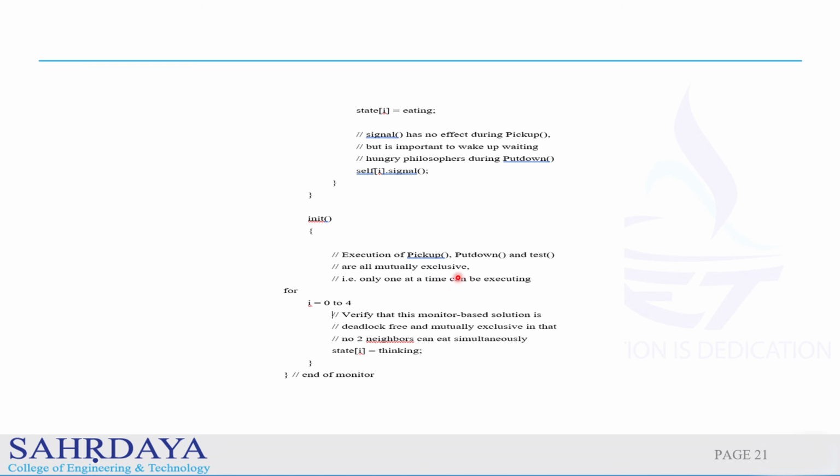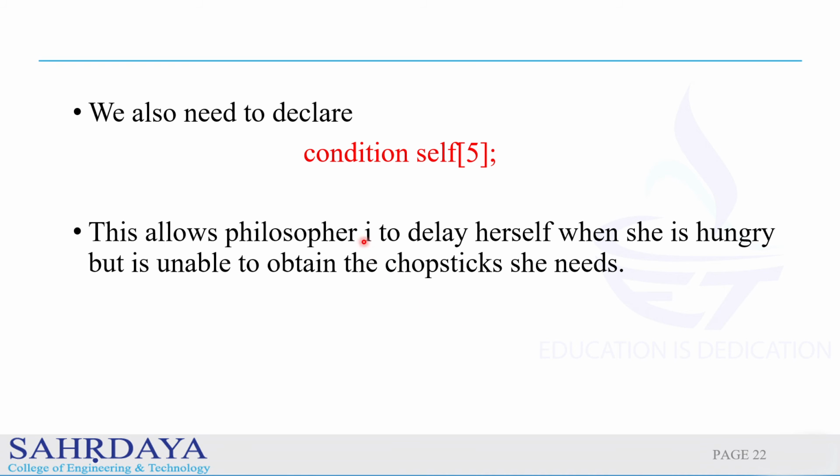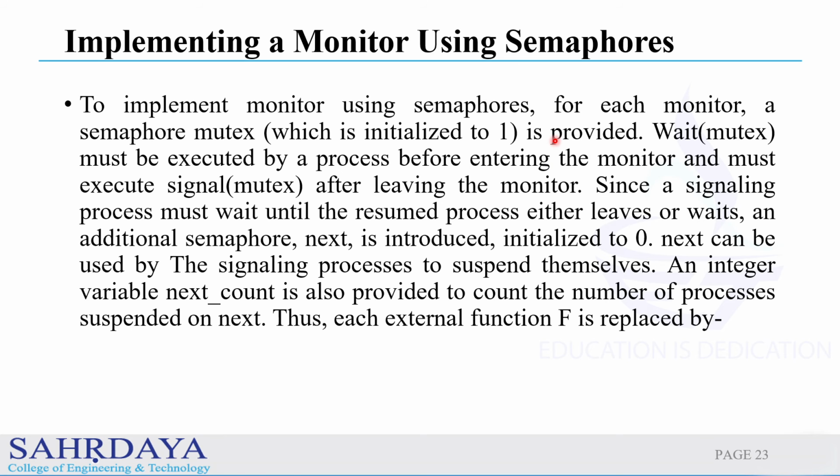Execution of the pickup, putdown, and test are all mutually exclusive, and only one at a time can be in execution. From i = 0 to 4, this is a loop to make sure that the neighbors are also, the number two neighbors can eat simultaneously, and then the monitor ends. So we also declare conditions. This is the condition construct we need to declare. This allows the philosopher i to delay herself when she's hungry but is unable to obtain the chopsticks she needs. So we're going to implement a monitor using semaphores.